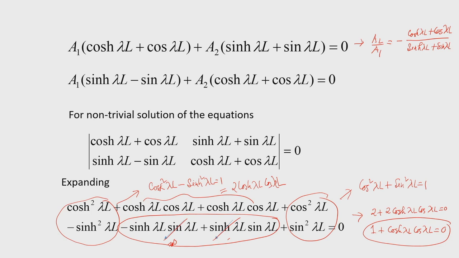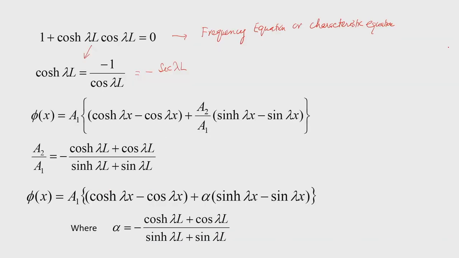So this is the coefficient of the other terms in the mode shape function. So here it is written. So the mode shape function is now written as phi x equal to a1 cos hyperbolic lambda x minus cos lambda x plus alpha.